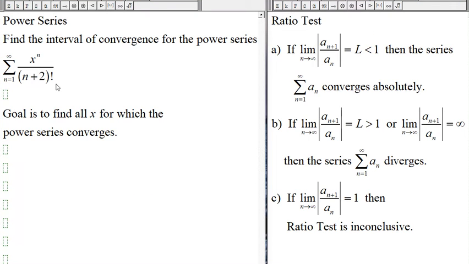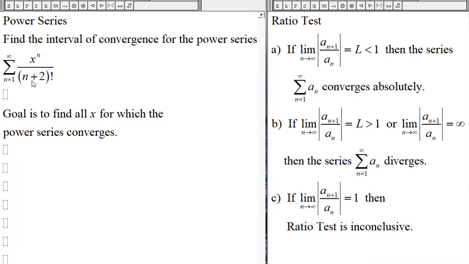In this example, we have the power series of x to the n divided by (n plus 2) factorial, and we want to find the interval of convergence. The interval of convergence is just the set of x values for which this power series converges. And one more time, the difference between a regular infinite series and a power series is that in the power series we have the x and the n.